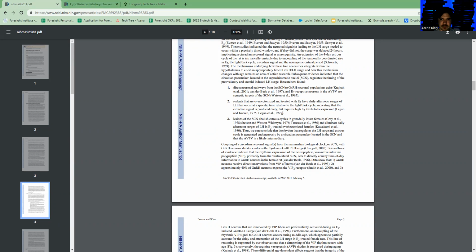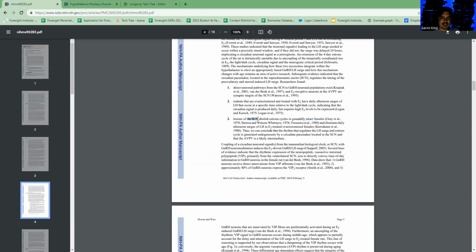Okay, that's some really old research too. Man, they found out some of this stuff so long ago. And by old I mean a lot of people are still alive who are like, I remember 1975. It's like, yeah, our gradient of what old is is always relative. Anyway, lesions of the SCN abolish estrous cycles in gonadally intact females. Oh, for the love of God.